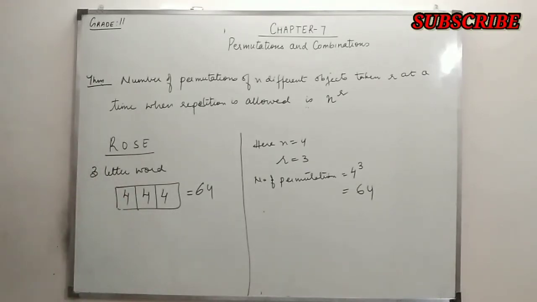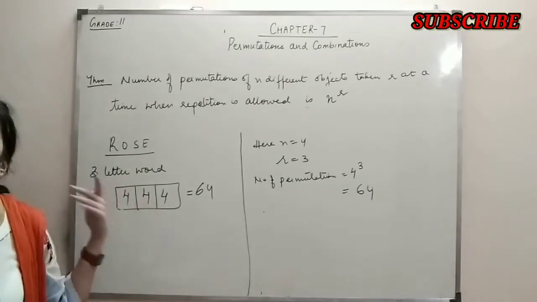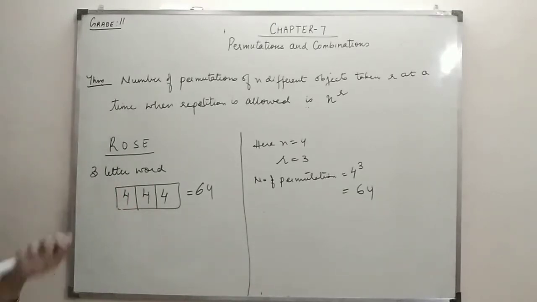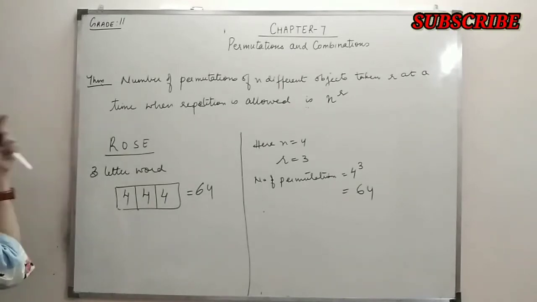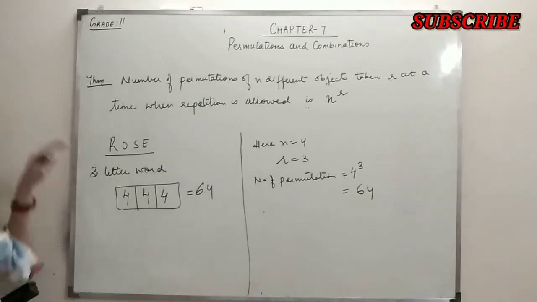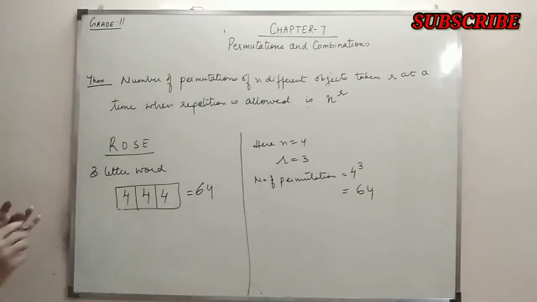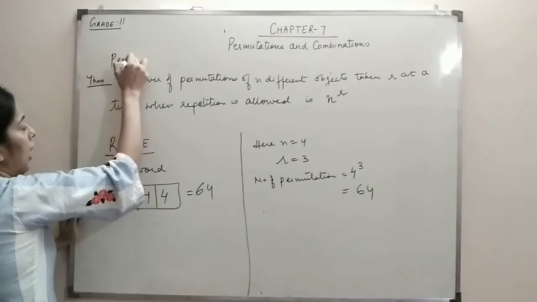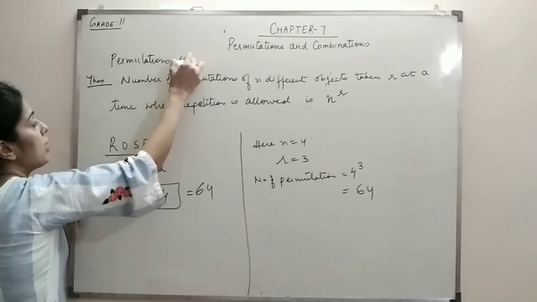The introduction part is not very vast in this chapter. Whenever you do the questions, the concepts will be clearer to you. So I hope the second theorem is also clear. Now the important thing is that we have done these theorems for permutations when objects are different.